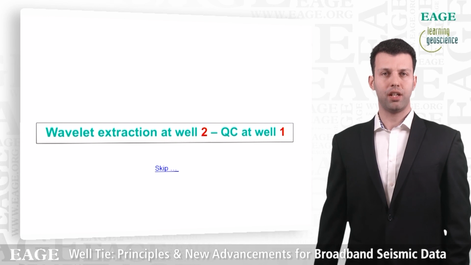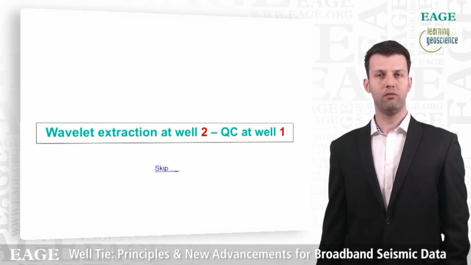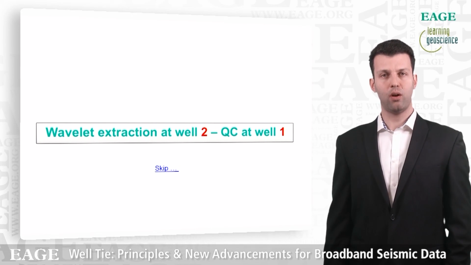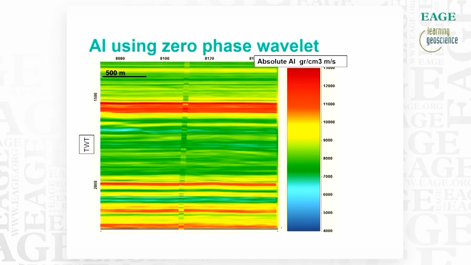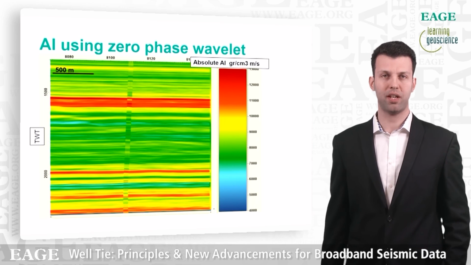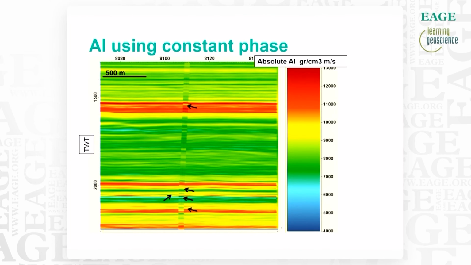We did the same journey, computing the wavelet at well 2 and QCing at well 1. We saw the same observation, so I skipped that for now. However, it's interesting to see whether the 10-degree phase that we estimated earlier with parametric constant phase matters or not. Here is an acoustic impedance section along with the well trajectory as a QC, using a zero phase wavelet, with the same amplitude spectrum, compared with the constant phase wavelet with 10-degree phase.